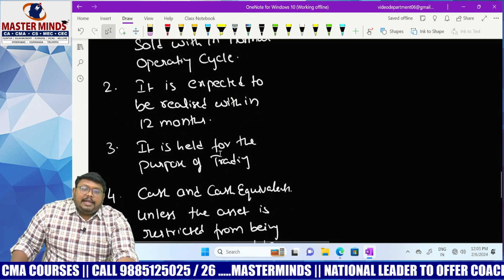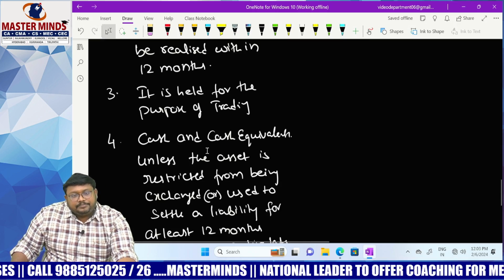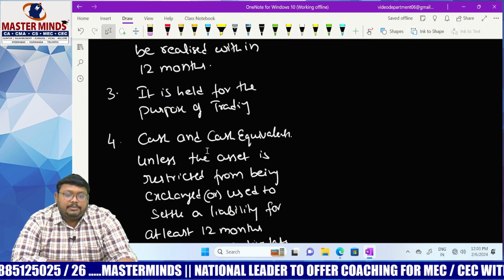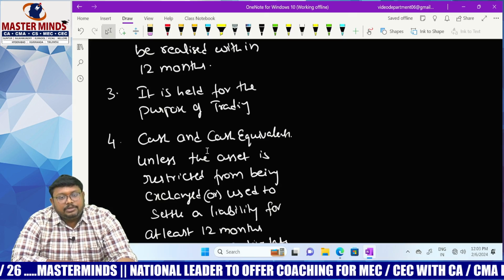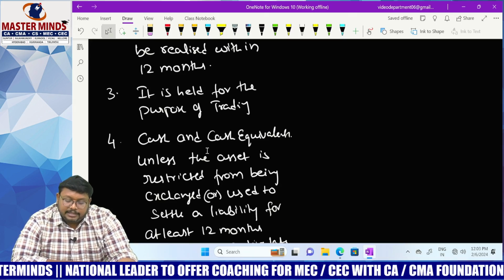And cash equivalents. Cash and cash equivalents are ultimately current assets because they are already in the form of cash, and you can realize them easily in marketable situations. Simply, cash equivalents are there. You invested some cash in marketable securities. Whenever you want, you can sell those securities and realize the cash.